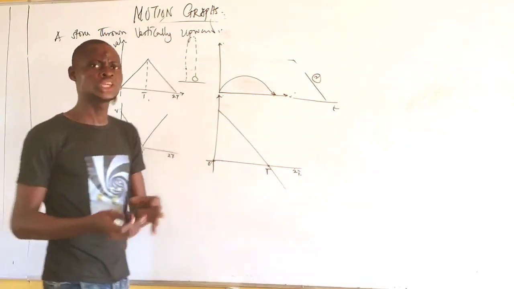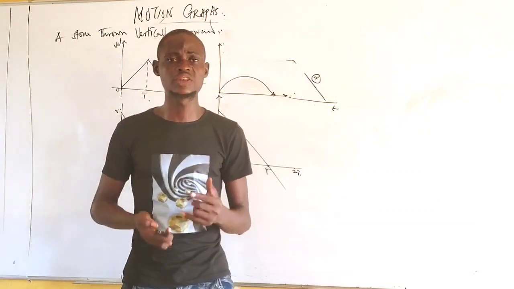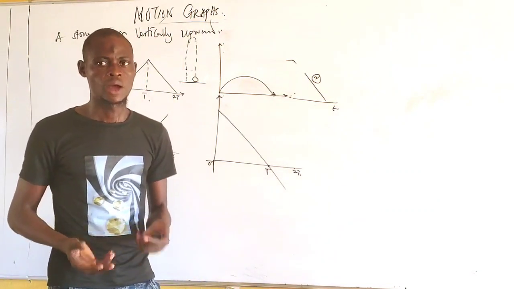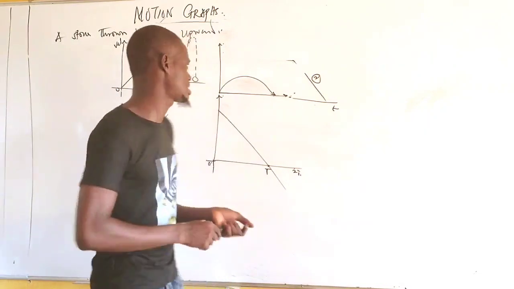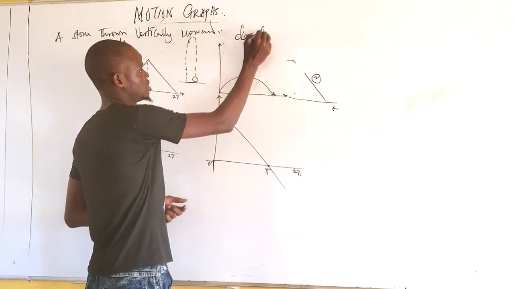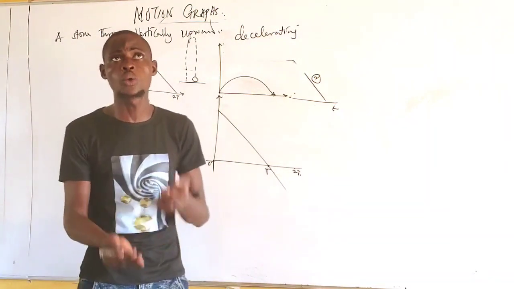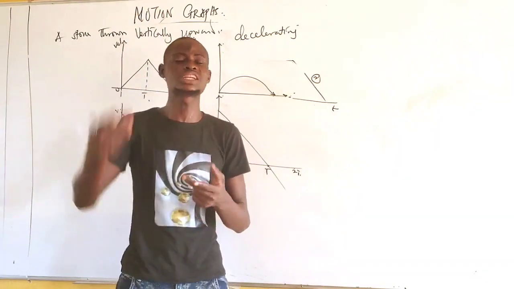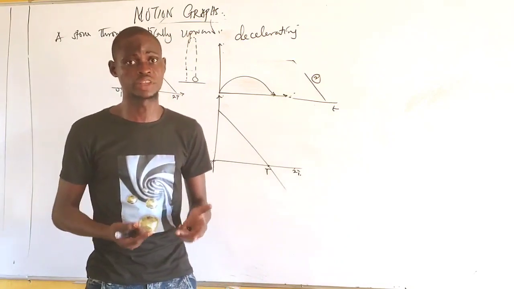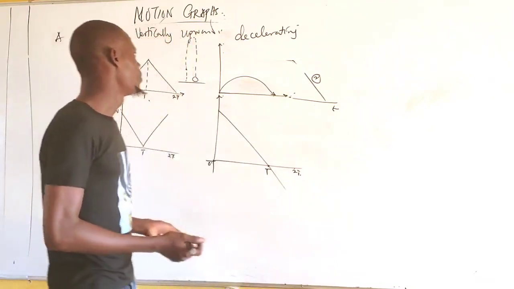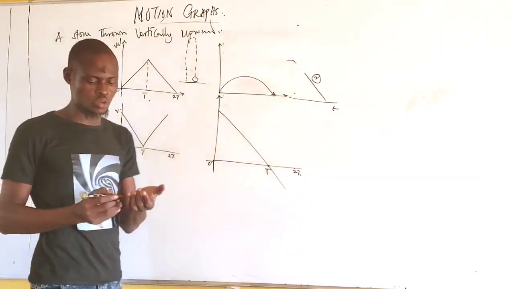Now, when you throw a body upward, the body is moving against the influence of gravity. Whenever a body is moving against gravity, the body is said to be decelerating. Are you getting it? That means deceleration occurs when the body is moving upward. The body tends to decelerate. Why? Because it is against the gravitational what? Gravity. All together.